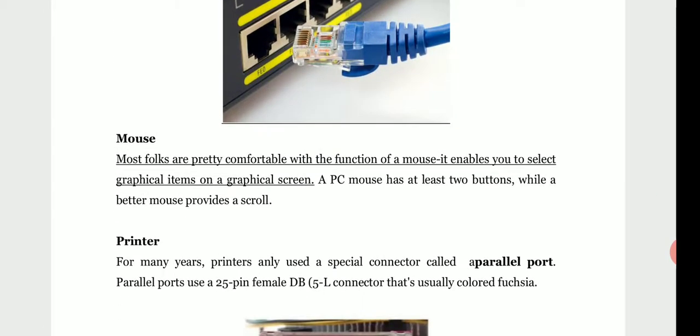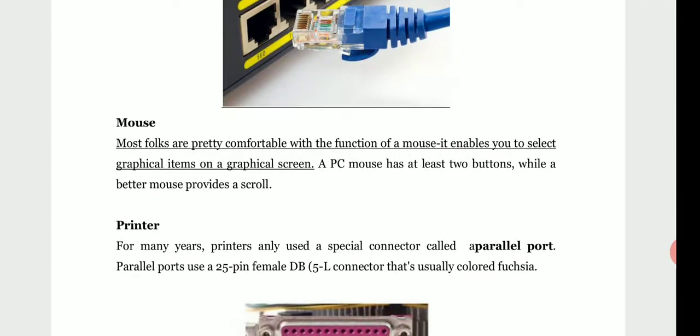And now mouse. The function of a mouse is that it enables you to select graphical items on a graphical screen. A PC mouse has at least two buttons, and a better mouse provides a scroll. Two buttons with the left click and right click, and a scroll.